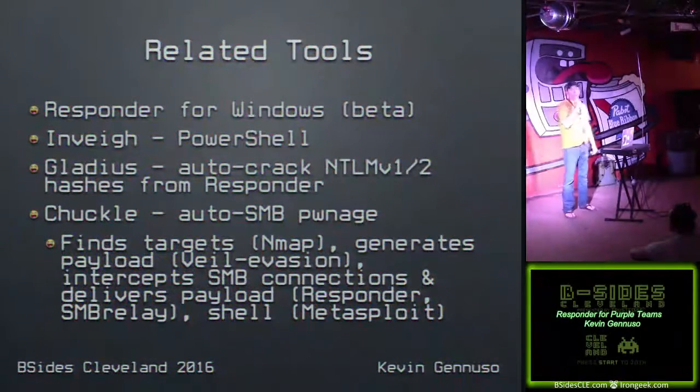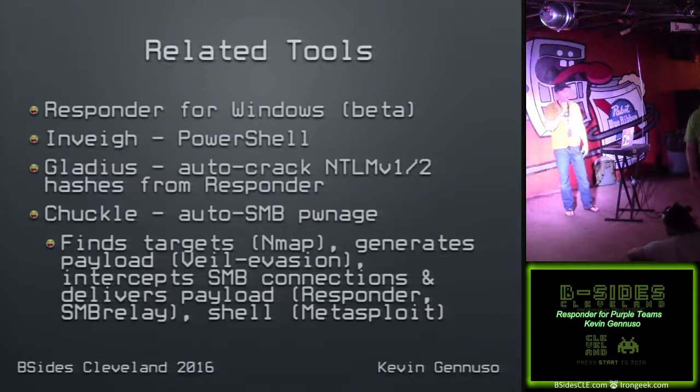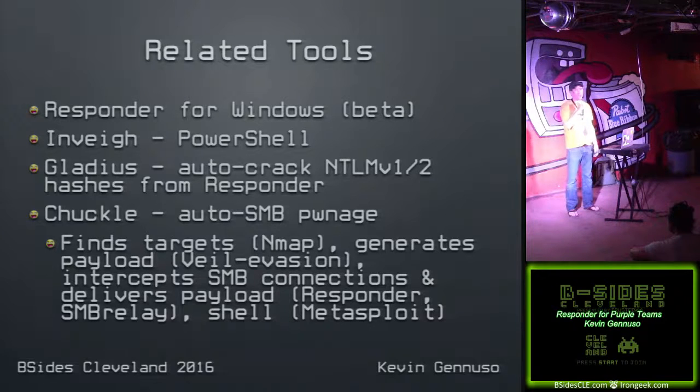Some related tools to Responder. There's Responder for Windows. It's in beta, but it is a pretty functional version of Responder for Windows. There's also a PowerShell implementation called Inveigh that does exactly all the same stuff as Responder. It's just in pure PowerShell, which is kind of slick. There's a tool called Gladius, which you can run alongside Responder, and all it does is monitor the Responder database for new hashes, and when a new hash rolls into that database, it just goes off and sends them to John and starts cracking.